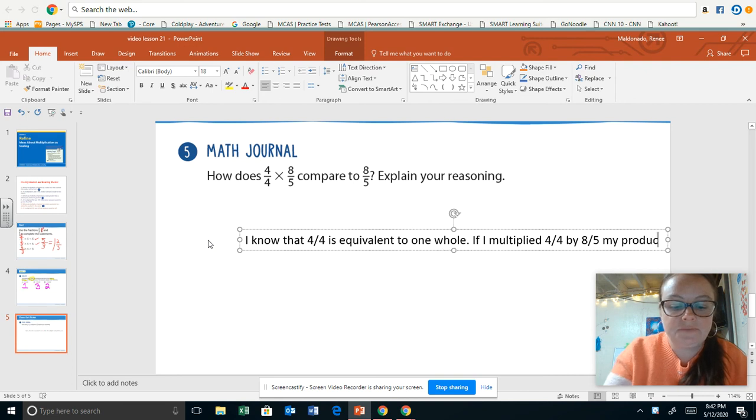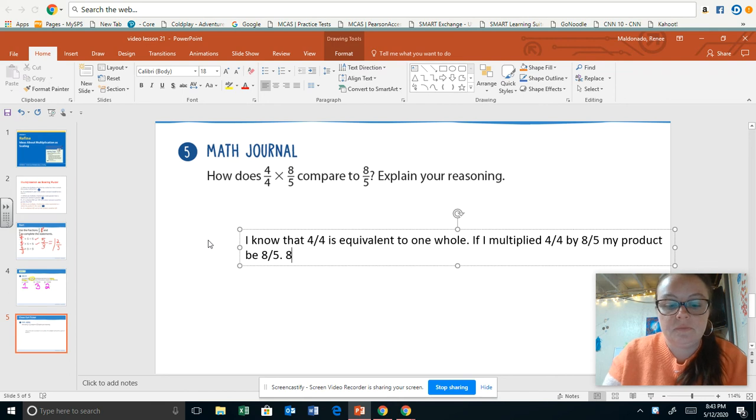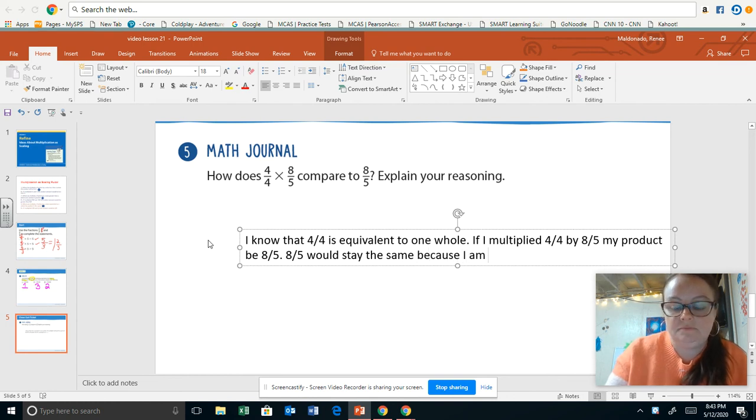my product would be, do you know what it would be? 8/5. It would stay the same. 8/5 would stay the same because I am multiplying by 1. So both values are the same.